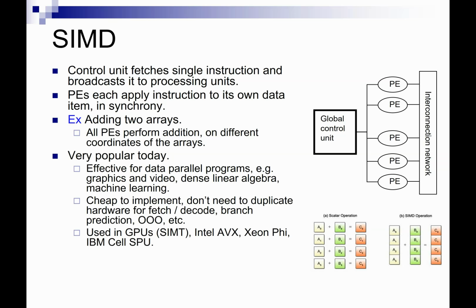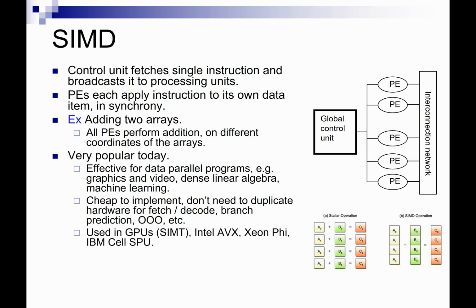Another nice thing about SIMD processors is that they're very cheap to implement, because you only have the single global control unit here. This control unit is fairly complicated because it needs to fetch instructions, decode them, do branch prediction, and many other things. However, because all of the processing units are doing the same instruction, you don't need to duplicate this in your processor. You can just have one of these things.